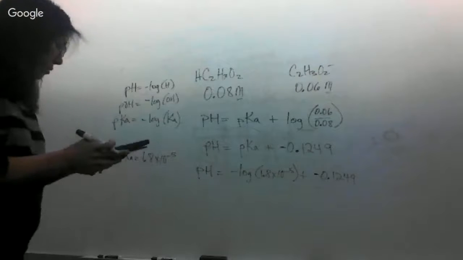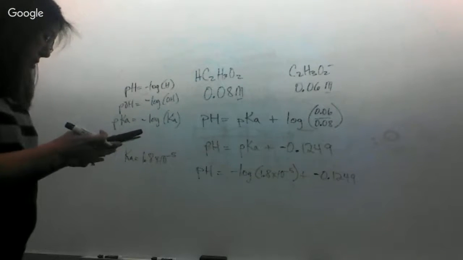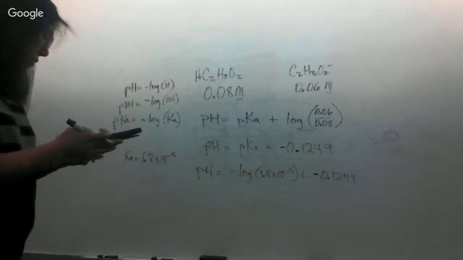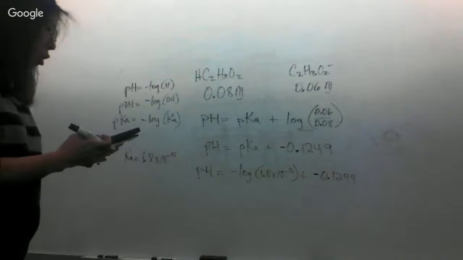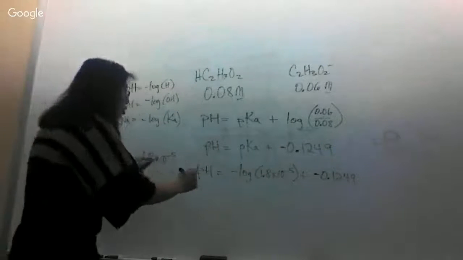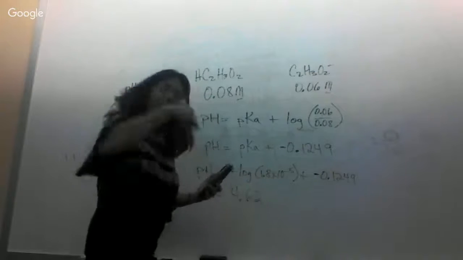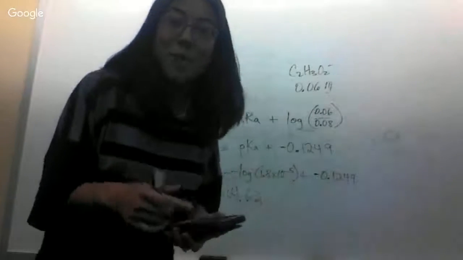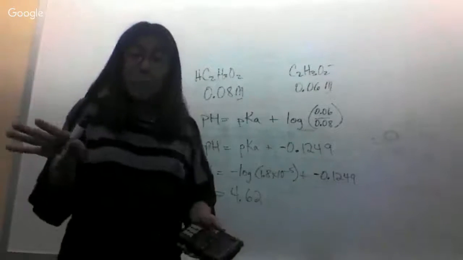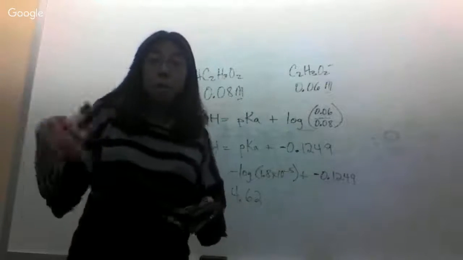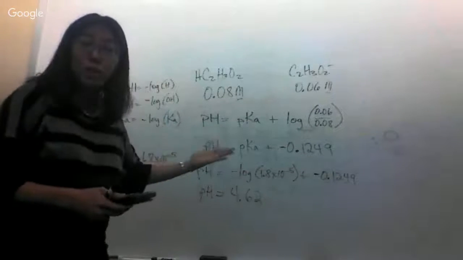Let's put this all together. So plus negative log of, oh my gosh, I got a pH of 4.62. Bam, that's exactly the same pH we got on the other worksheet. So if you don't like ICE tables, you're like, ice me, baby, I am done with it. If it's a buffer, you can do this.